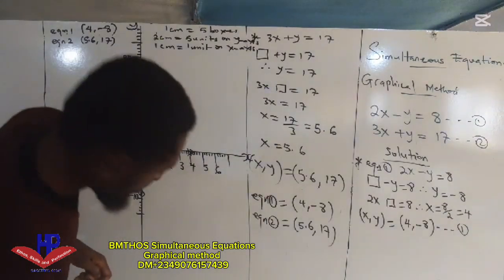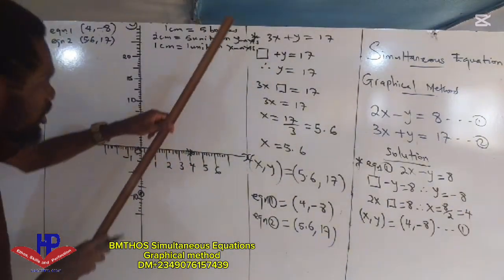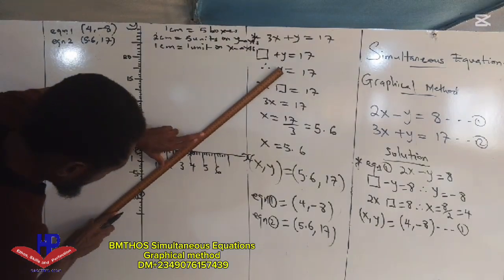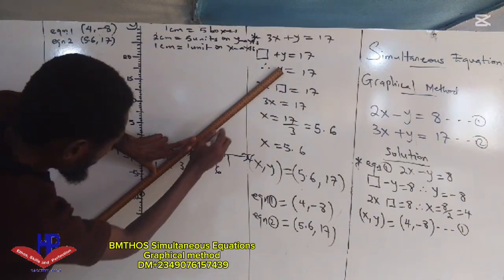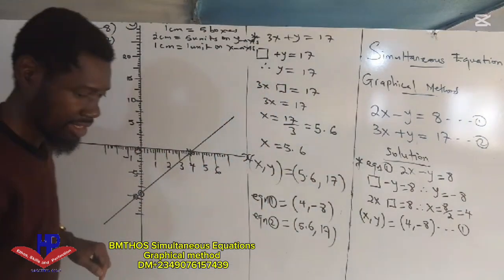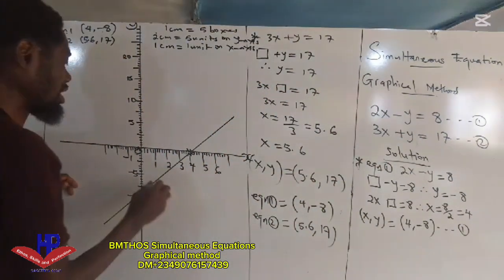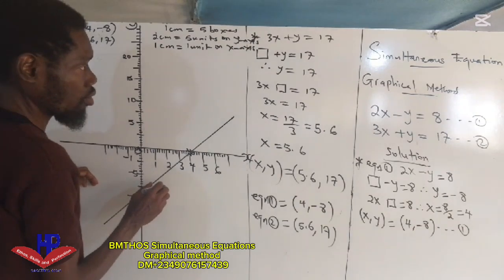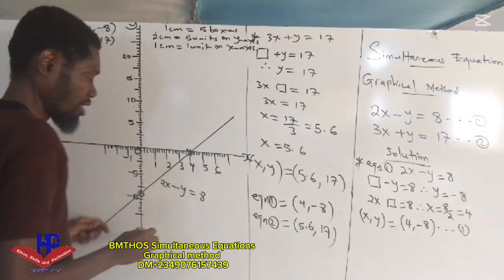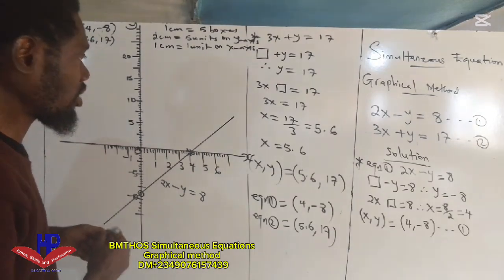Now let's draw that line. You take your ruler and place it on the 2 coordinate points. They should touch the ruler properly. Then draw the line as long as you can. That is the first line, which is equation 2x minus y is equal to 8. We're done with that. Now we're going to draw the second line also.